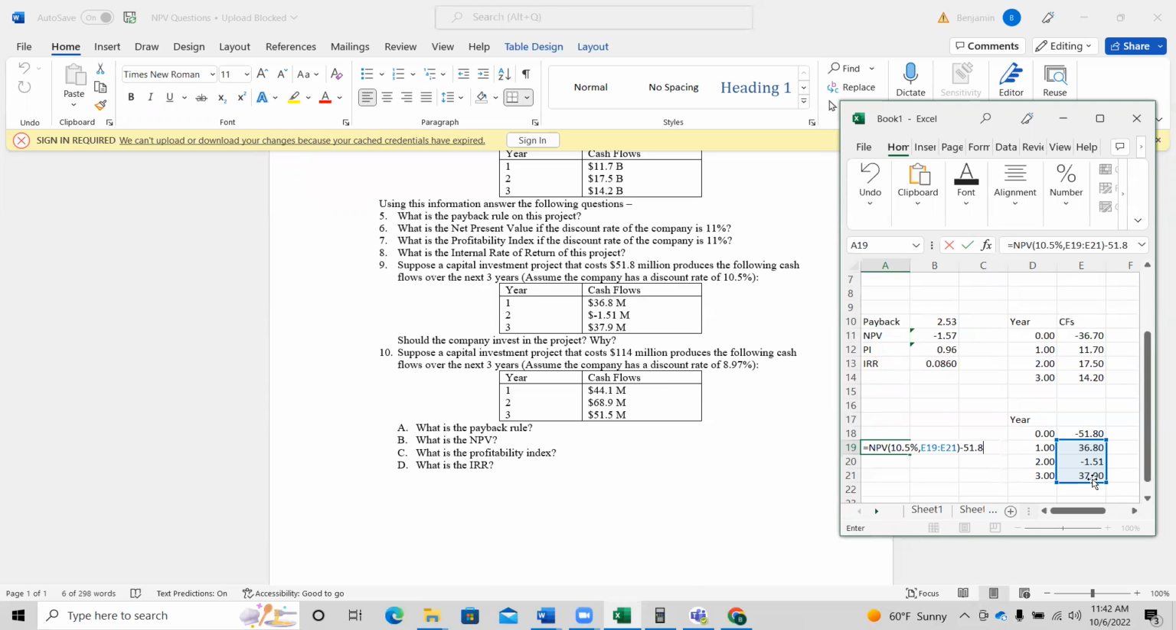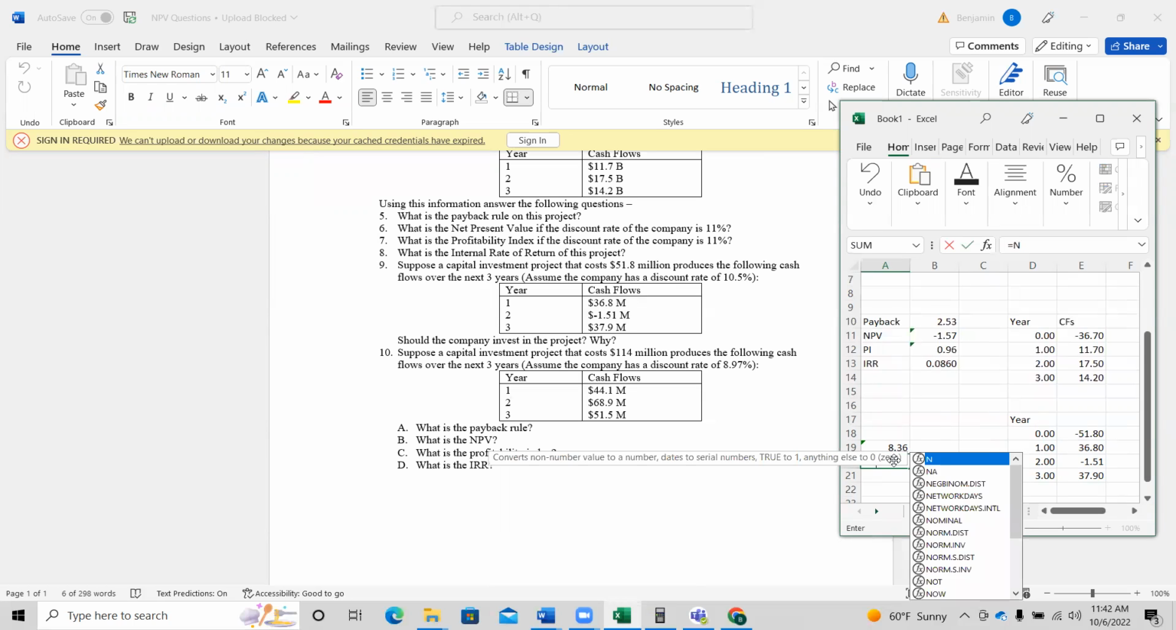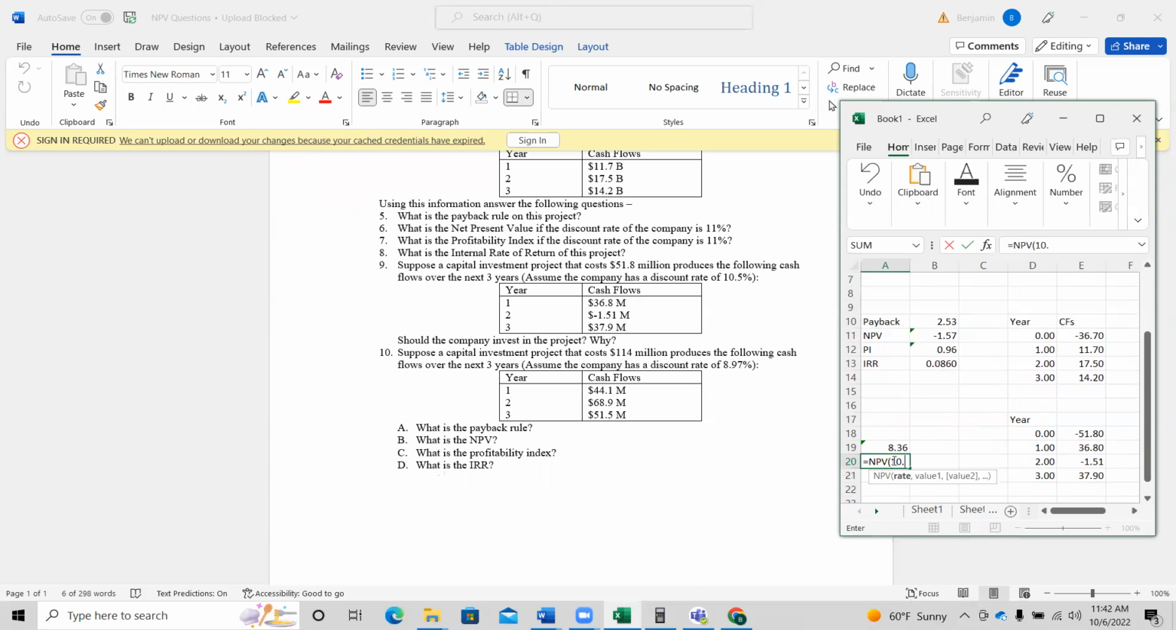Okay. So again, with non-conventional cash flows, I can't use the IRR. It's not going to give me a correct answer. And I get a net present value of 8.36 million. Again, this is positive, so I should invest. To verify that, the profitability index: I'm going to highlight the future cash flows, and instead of subtracting off the initial cost, I'm going to divide by 51.8. I get 1.16.